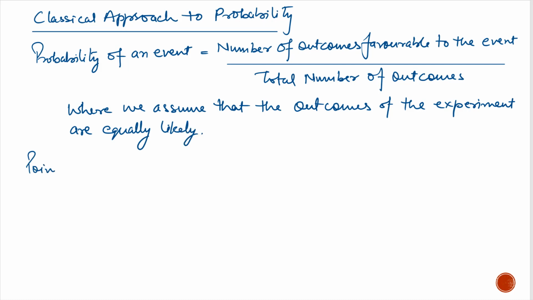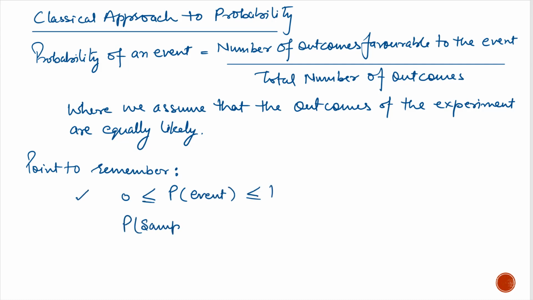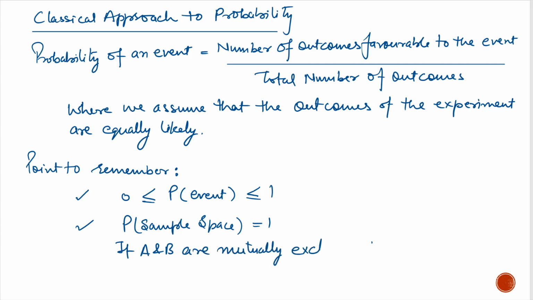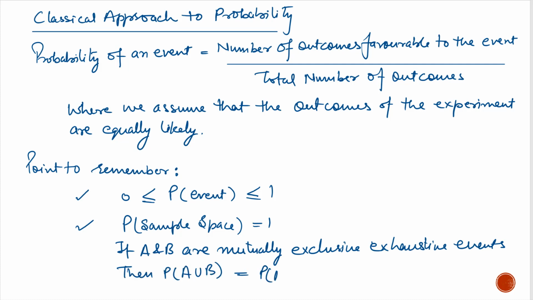And always remember some points. The probability of any event always lies between 0 and 1. The probability of the sample space is always equal to 1. And if A and B are mutually exclusive exhaustive events, then the probability of A union B equals the probability of A plus the probability of B, which equals 1.